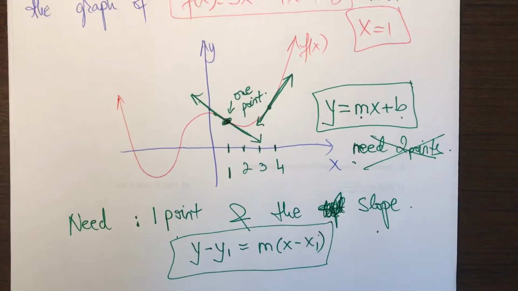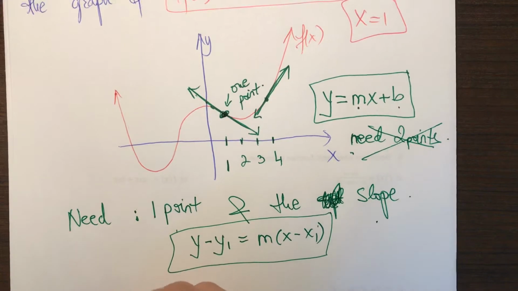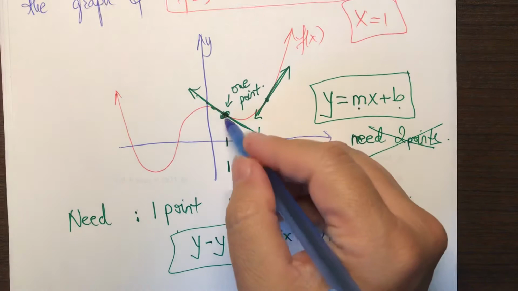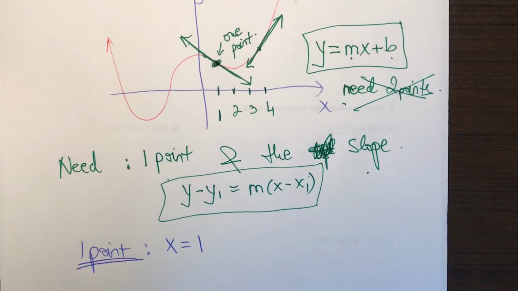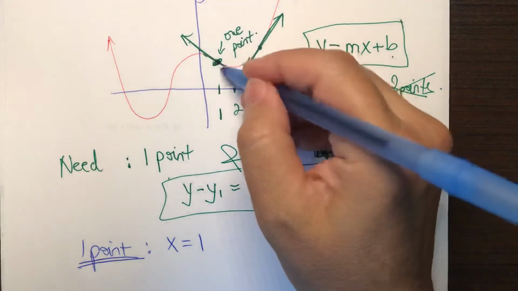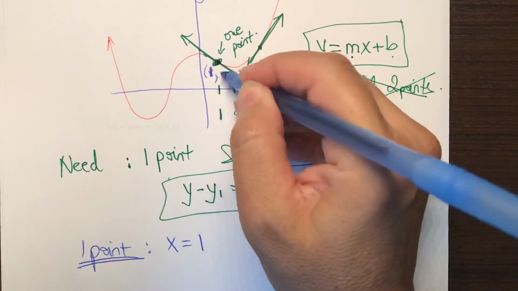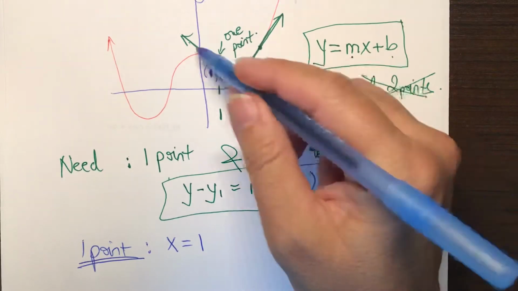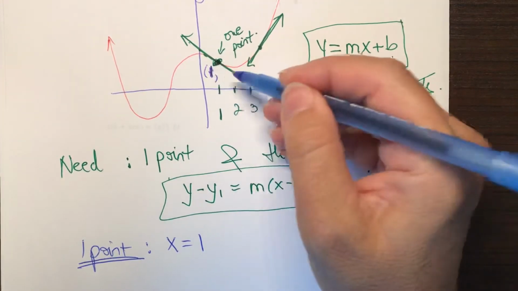So, do we have a point? Yes. Which point do I have? Well, I know it's happening when x is equal to 1, yes? I was told to find the equation of this line when x is equal to 1. So I know for sure that 1 point on my line or on my graph is the same, right? The common point is where the tangent line touches the graph. So I know that the x-coordinate here is 1.